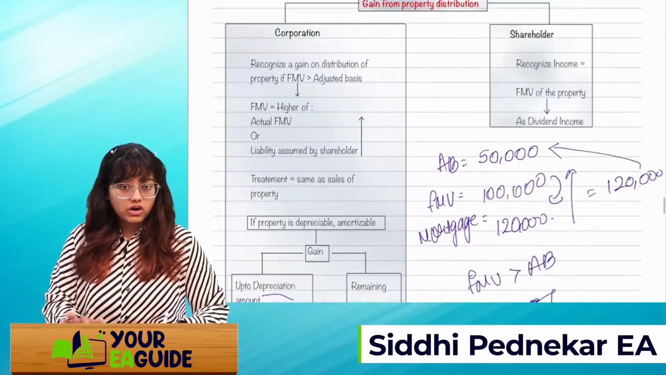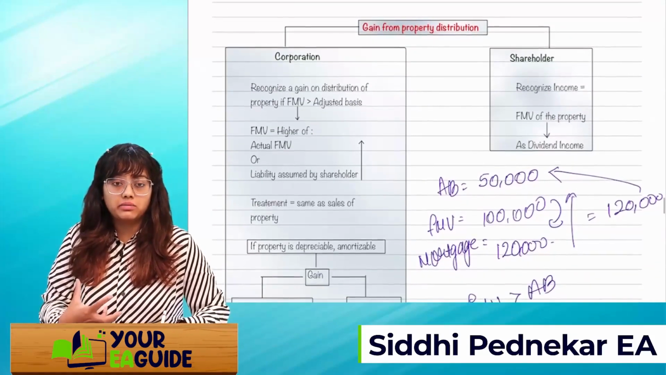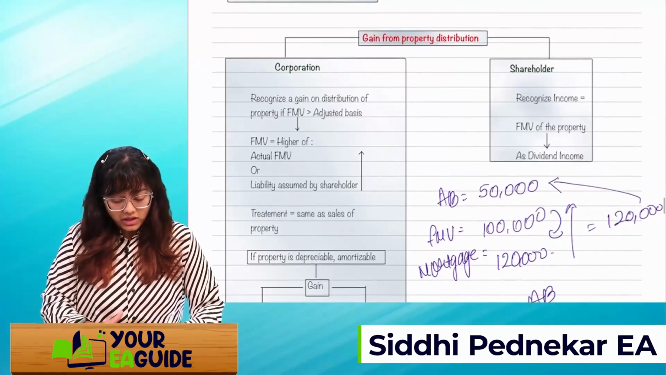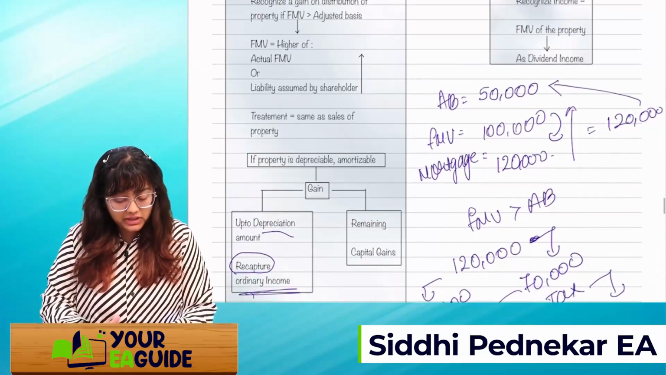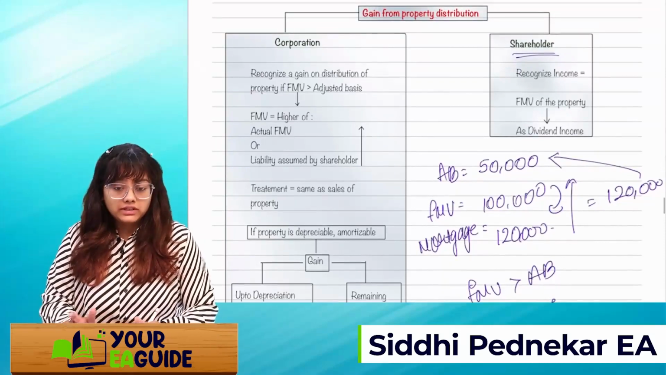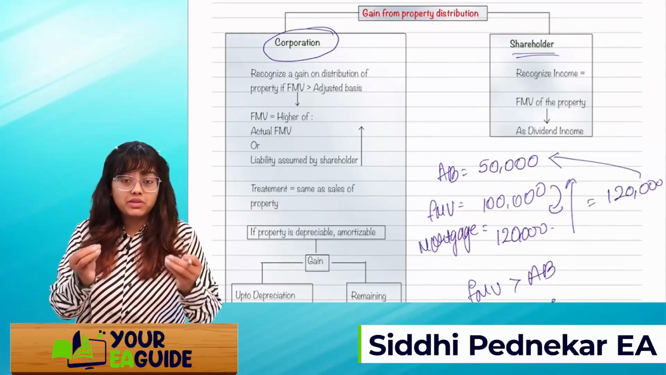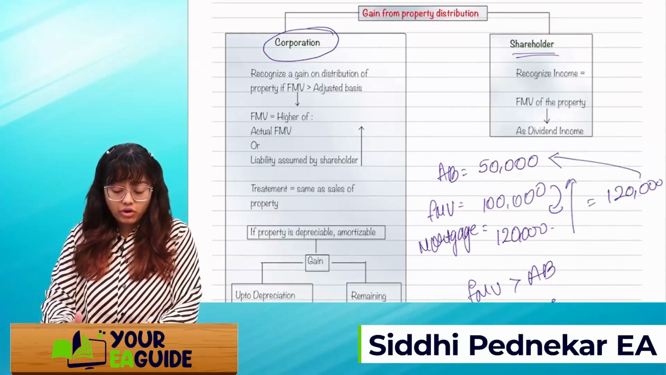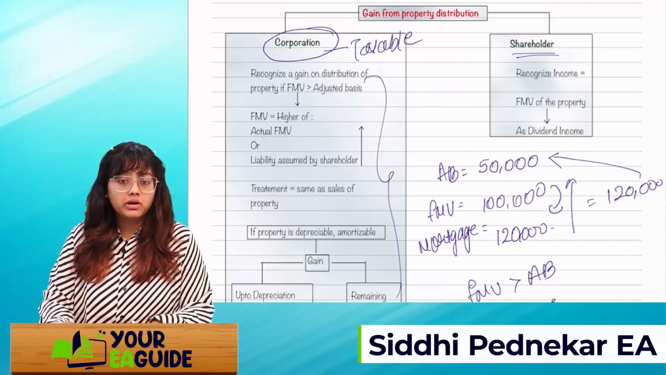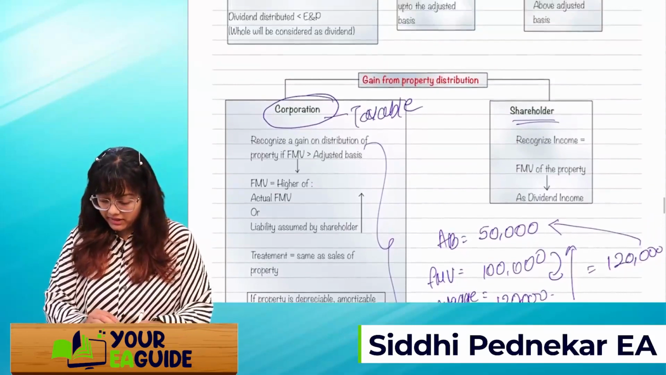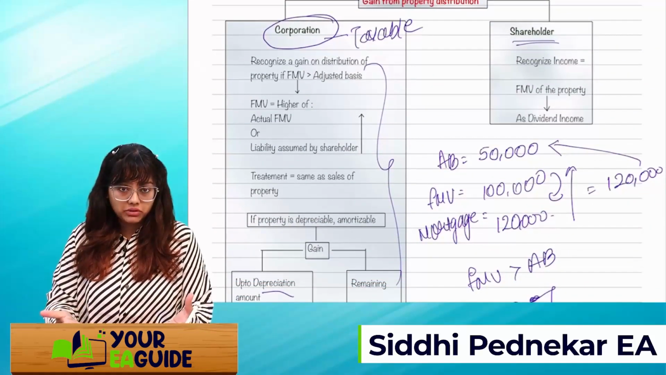That's it. You now know how to distribute and determine the taxable income in the case of a distribution by way of property. Now the shareholder will recognize income equal to the FMV of the property as dividend income. This was from the point of view of the corporation. The corporation is giving up the asset, so for the corporation, that calculation is done in this manner: you compare the FMV with the actual liability, and then you see the adjusted basis of that particular portion.